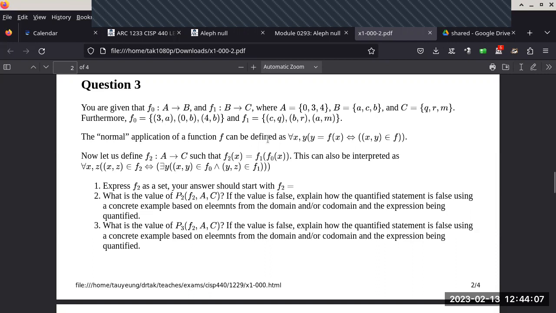The first one is the 2-tuple is in the function as a set. The other one is simply to say the value after the application of the function is y. So there are just alternative ways to express the same thing.